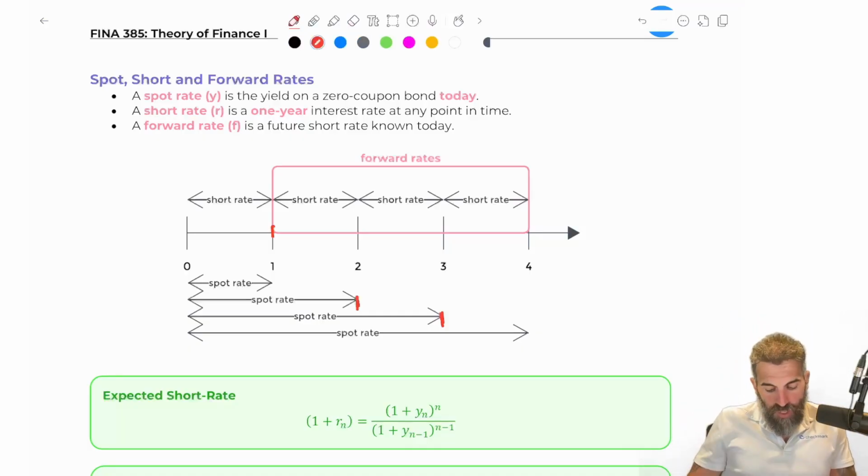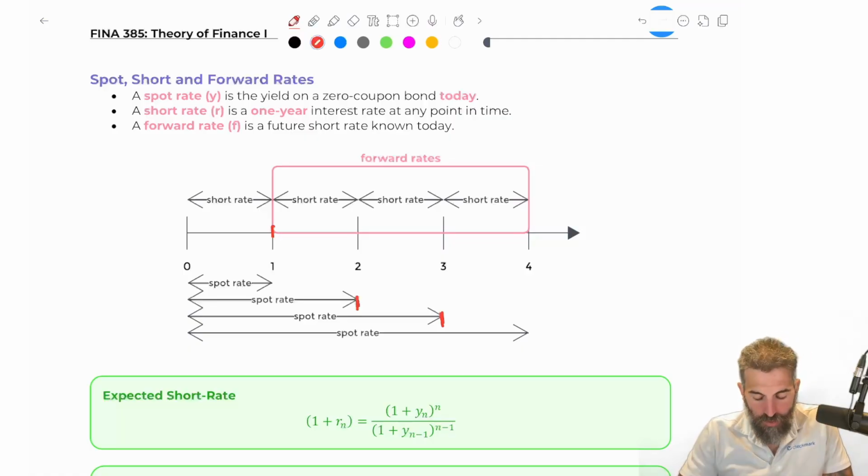And then the forward rate is a future interest rate. And here you have to try and wrap your heads around this, because they're going to sound very similar. But a forward rate is a future rate of interest, but that is known or that is implied today. So let me try and explain that to you.